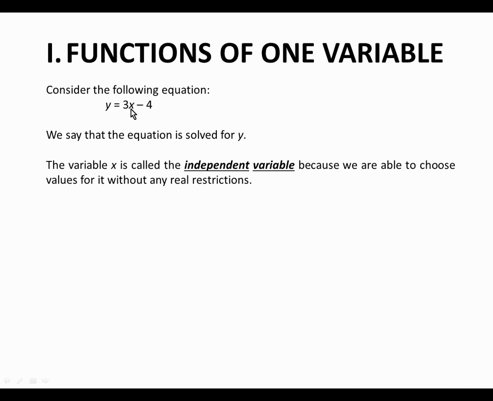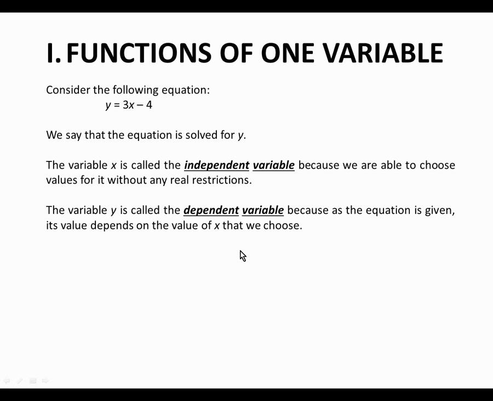Notice it's the one that's part of the formula because we're able to choose values for it without any real restrictions. Restrictions would be something like you can't take square roots of negative numbers or you can't divide by 0. So you can basically say x is any number. The variable y is called the dependent variable because as the equation is given, its value depends on the value of x that we choose. So notice it's easier to pick an x. We've got to do a little bit of work in order to figure out y. Notice it's just some basic arithmetic, but it is still a little bit of work.